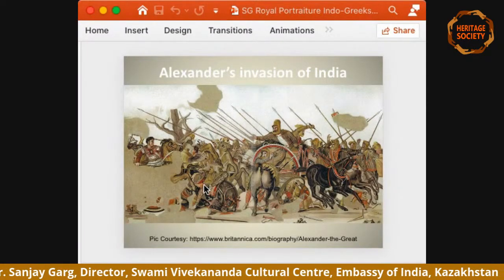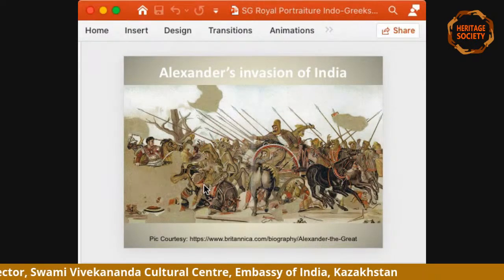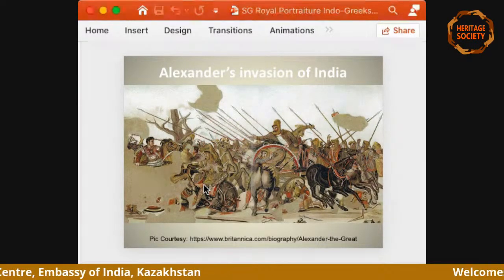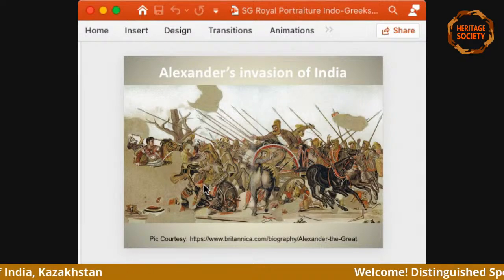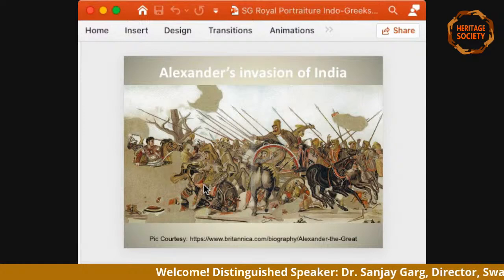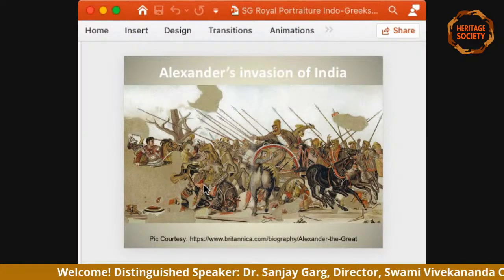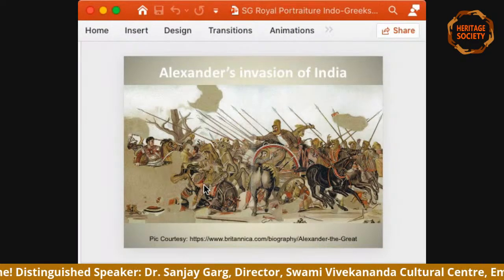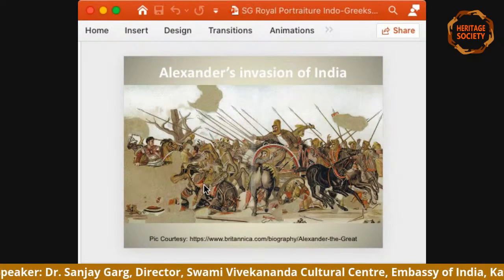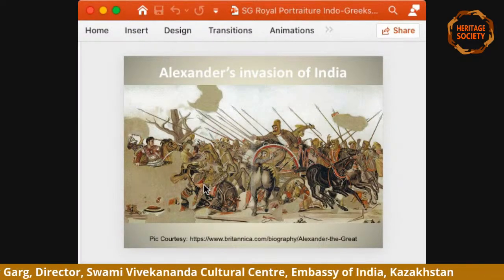A very important chronological marker in the history of this subcontinent was Alexander's invasion of India in 326 BCE. Alexander, as we know, after crossing the river Indus, advanced toward Takshila, and then he was challenged by the ruling king Porus or Pururava.